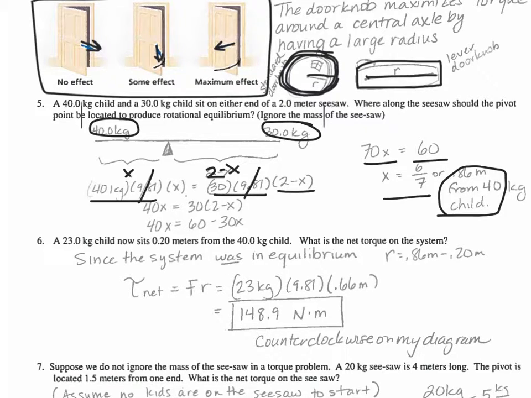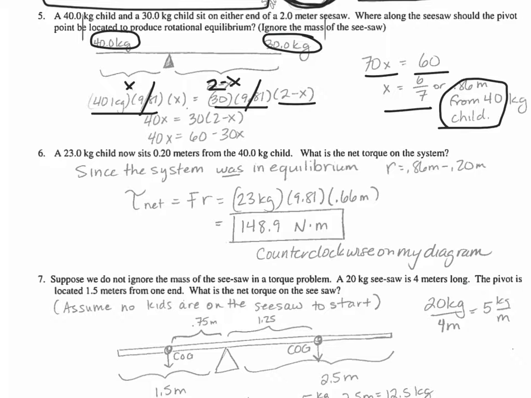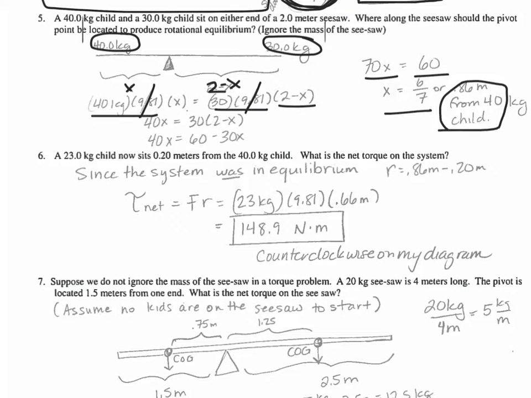Question 6. A 23-kilogram child now sits 0.2 meters from the 40-kilogram child. So in this scenario, we're taking a third child and placing them on the seesaw. We found that x was 0.86, and these kids are 0.2 meters apart, which tells me that the distance from this third kid to the pivot is 0.66 meters.